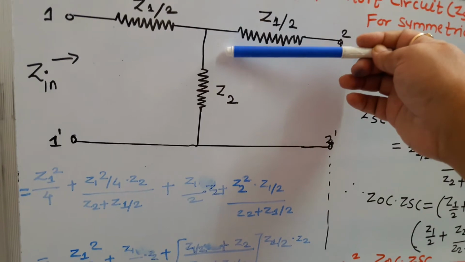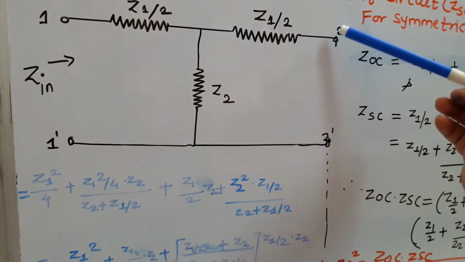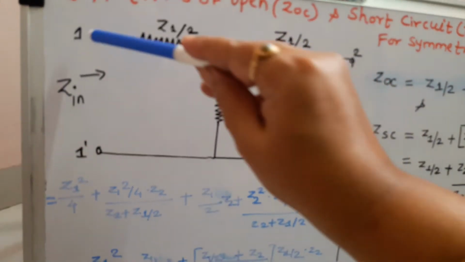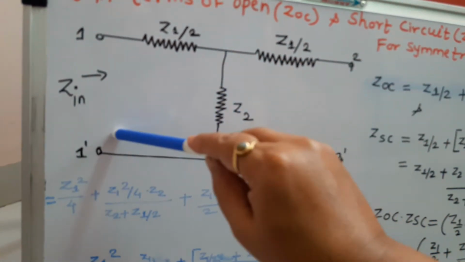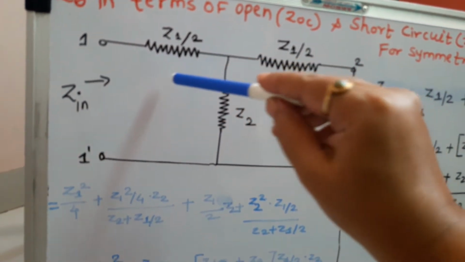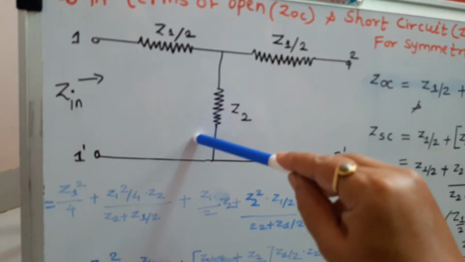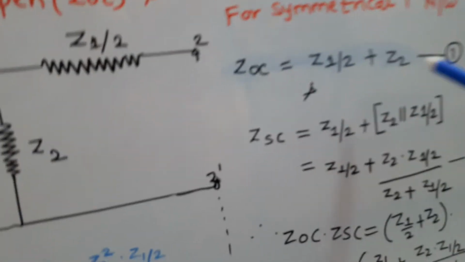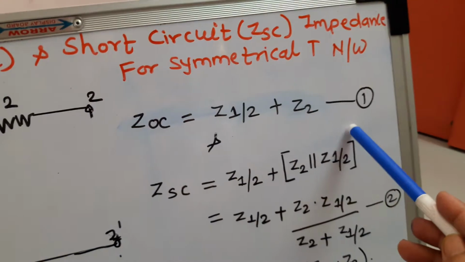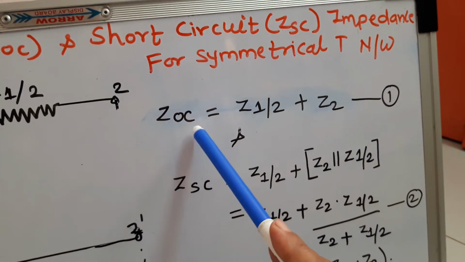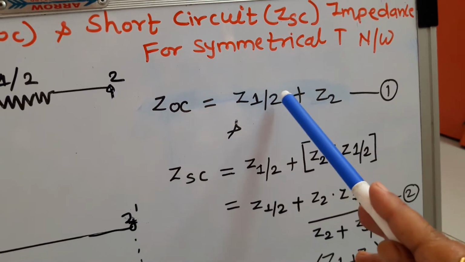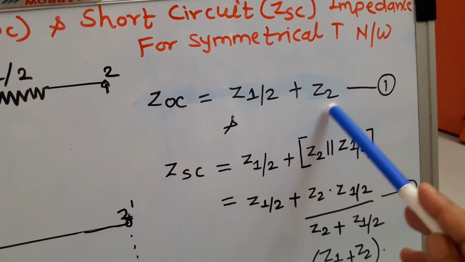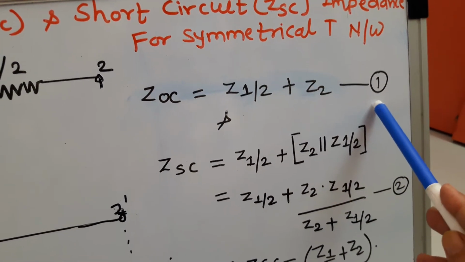The right side will not be there in the circuit because 2 and 2 dash are open, so current will not flow in the right hand side. Only this network will be in picture. So ZOC is equal to Z1 by 2 plus Z2, as written in equation number 1. ZOC, that is impedance seen from the left hand side when the right hand side is open circuited, is Z1 by 2 plus Z2. This is labeled as equation number 1.